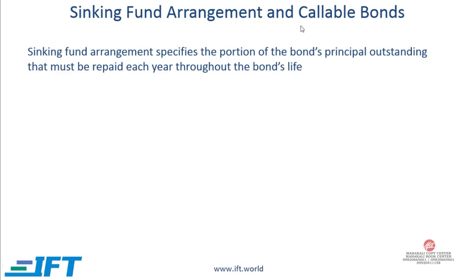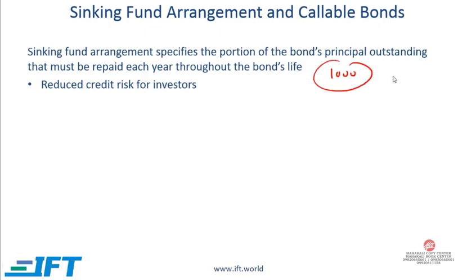Sinking fund arrangement and callable bonds. A sinking fund arrangement specifies the portion of the bond's principal outstanding that must be repaid each year throughout the bond's life. This is a fairly straightforward concept. Let's say that an issuer issues a bond with par value of 1000, and let's say this is a 10-year bond. If the issuer says that he will retire 5% of this amount every year, in other words, the outstanding principal amount will keep coming down every year, then this is a sinking fund arrangement.